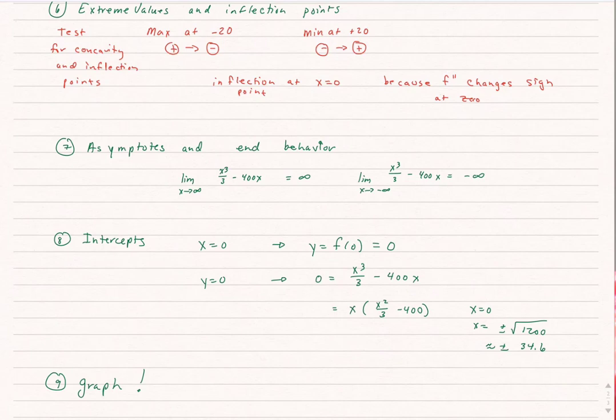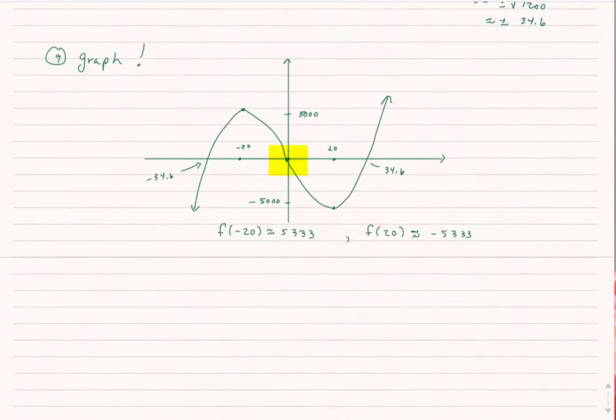We now have all of our pieces together to graph. So I know the point 0, 0 is a point of inflection. I know I have a maximum at x equals negative 20. If I plug in negative 20 into my function, I get about 5,333. If I plug f of 20 in, which I know is a local min, I get negative 5,333. I've got those 2 points. I know it crosses the x-axis at negative 34.6 and positive 34.6.